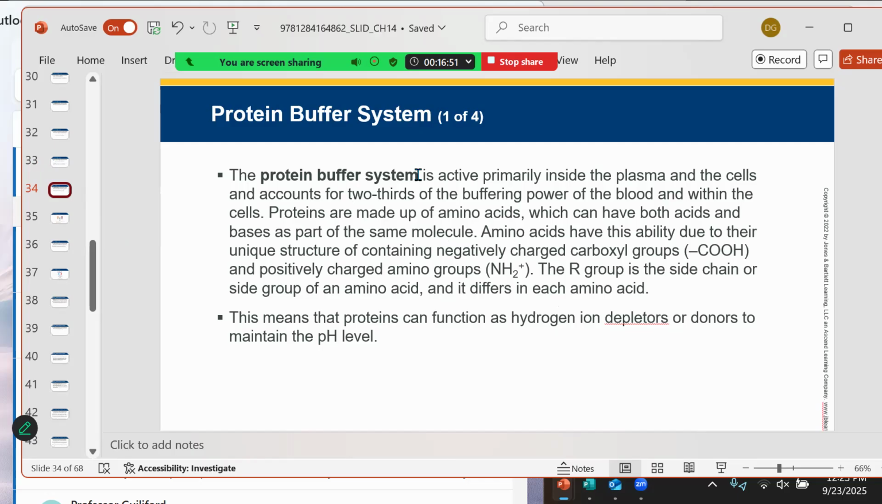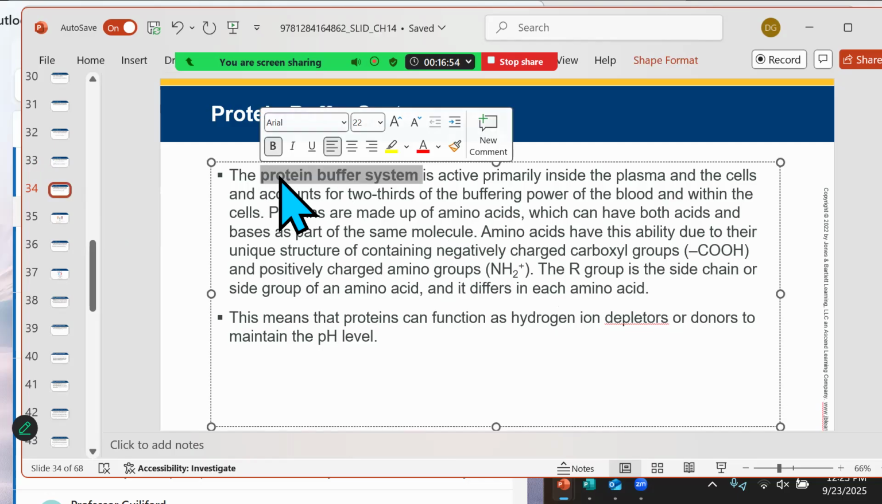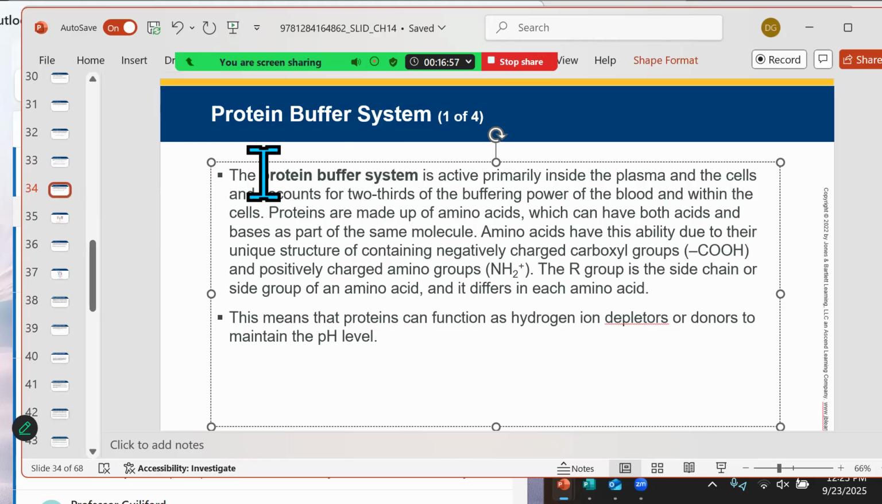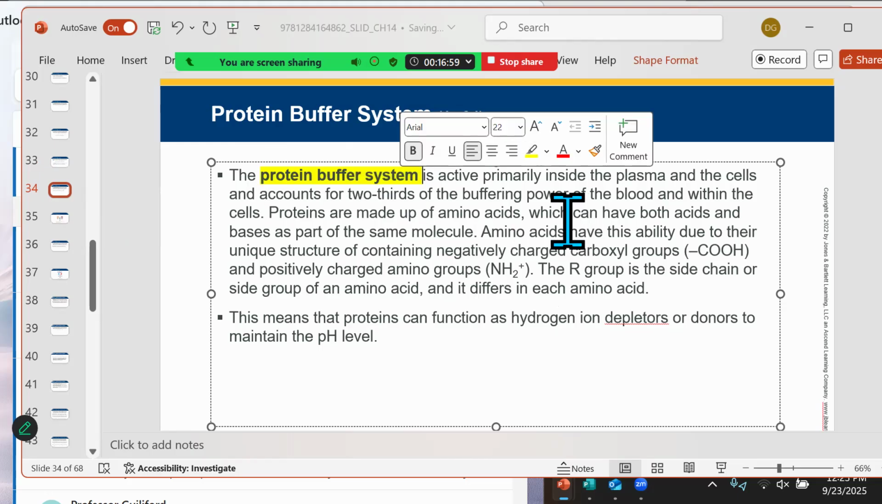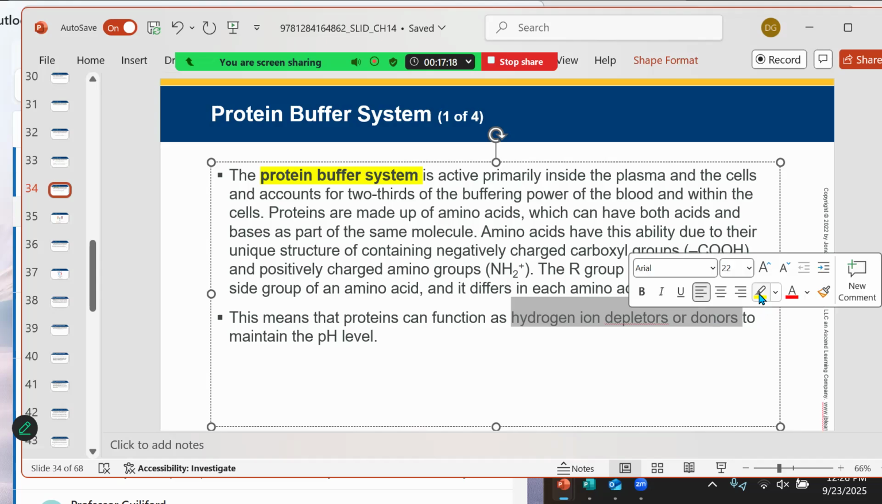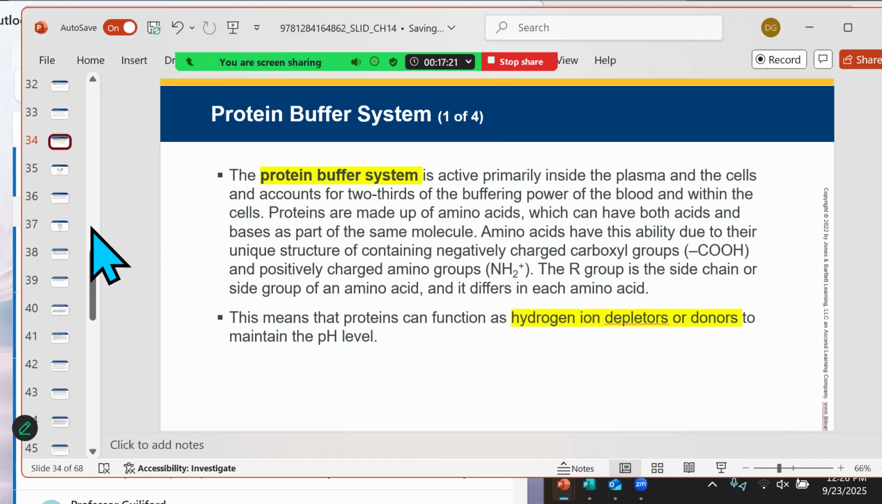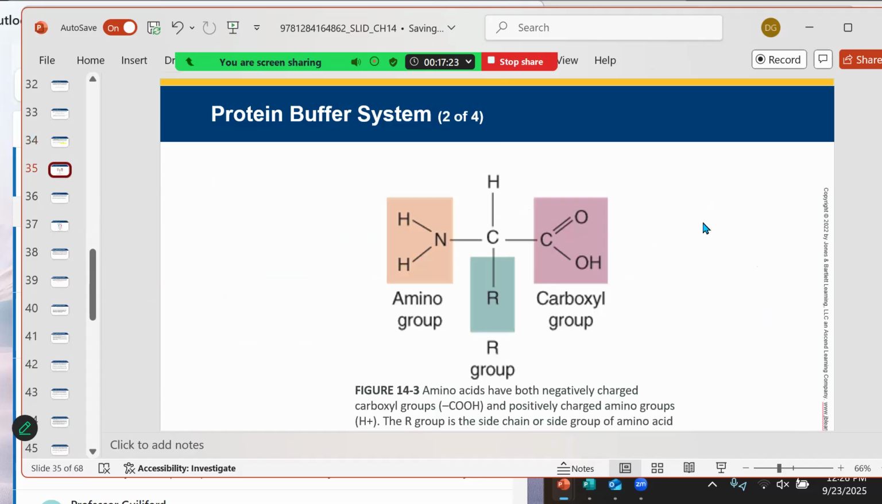The protein buffering system is primarily active in the plasma and cells. All three are important. Amino acids have the ability to contain a negatively charged carboxyl group, that's COOH. And this means that proteins can function as hydrogen ion depleters or donors. And when they deplete or donate hydrogen ions, they are changing the pH. These adjustments are made subtly and slowly over time. We're totally unaware that this is happening, but it's happening all the time.